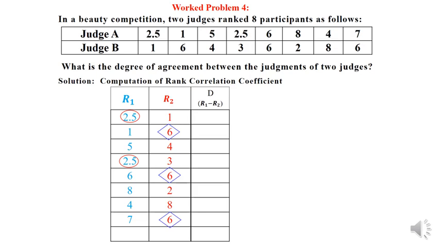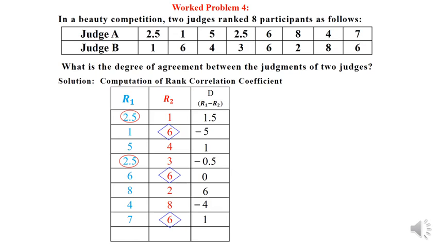D is R1 minus R2, or R2 minus R1. It is up to you, you decide. Okay, 2.5 minus 1, 1.5; 1 minus 6, minus 5; 5 minus 4, 1; 2.5 minus 3, minus 0.5; 6 minus 6, 0; 8 minus 2, 6; 4 minus 8, minus 4; 7 minus 6, 1.